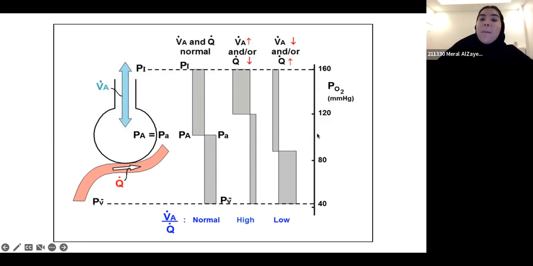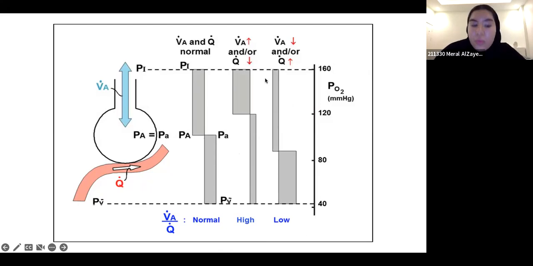But we just said in high VQ we will have higher levels of oxygen, or the partial pressure of oxygen will increase, and this is proven by the diagram here. 100, which was normal, is raised to 120. Simple as that. Do you get that? This is basically what the boxes represent. Yeah, okay, perfect.